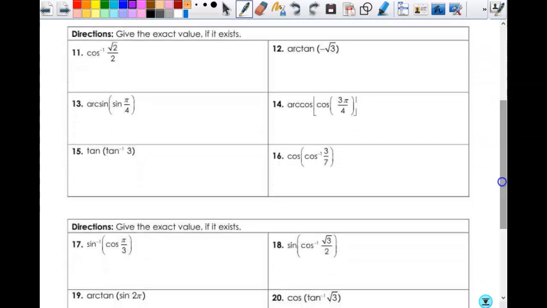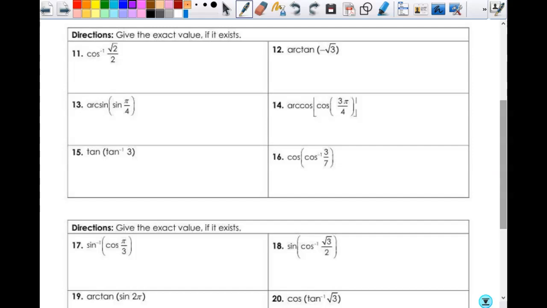All right, number 11. I want to take the cosine inverse. So when the cosine value is the square root of 2 over 2, the angle is pi/4. When the tangent value is negative square root of 3, that's going to be negative pi/3. It can only go from negative pi/2 to pi/2.